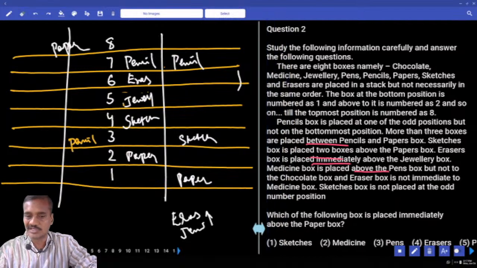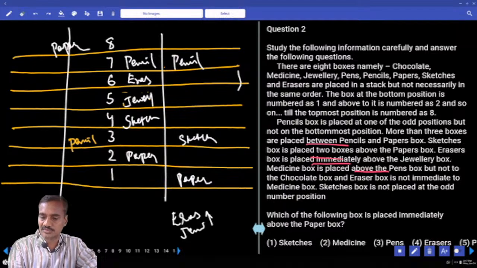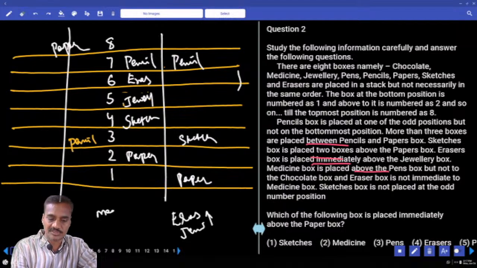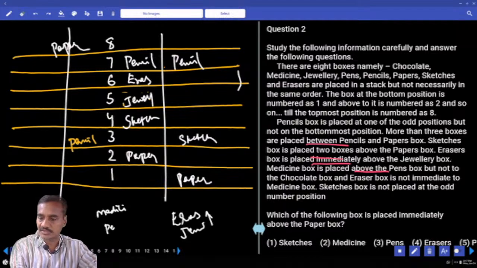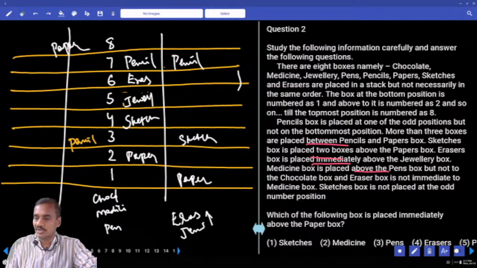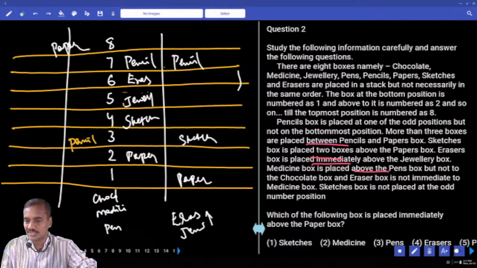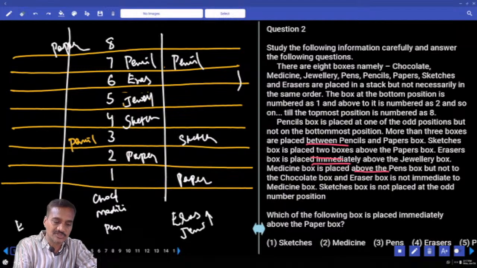Medicine box is placed above pen box but not above the chocolate box. Medicine is above this pen box, but not above chocolate. Medicine is below this chocolate. Then eraser is not immediate to medicine. Now eraser and medicine cannot be adjacent to each other.